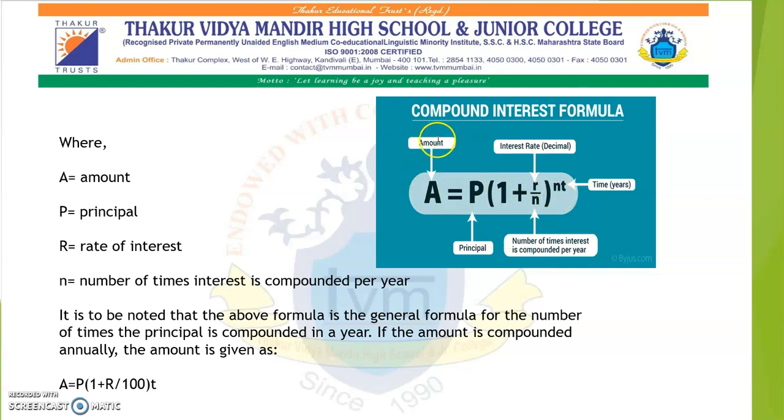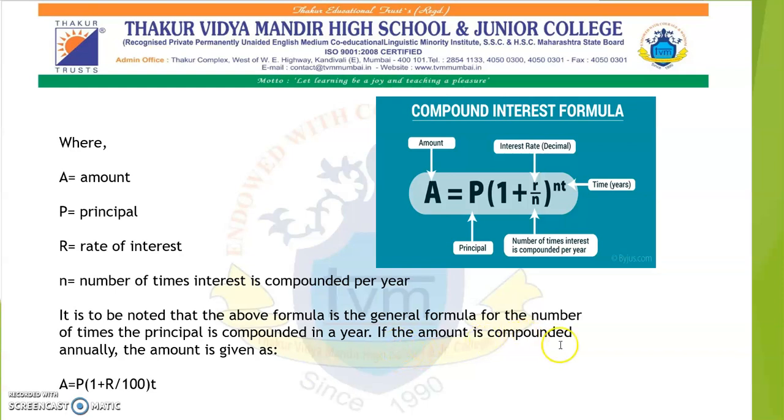In this, A is amount, P is principal, interest rate is R, time is given in years. You can take n or either t for time in years. Now this n represents the number of times interest is compounded per year. How many times the interest is compounded per year? It is to be noted that the above formula is the general formula for the number of times the principal is compounded in a year.